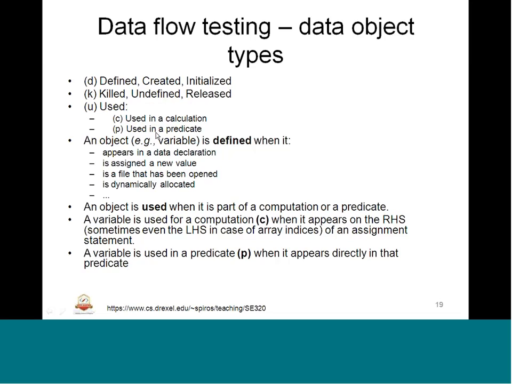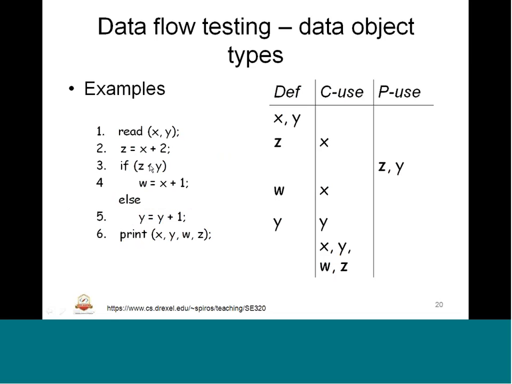This is a small example program. Read x, y, z equals x plus 2 if there is a condition. So this is a printf statement. And how are we going to segregate the different types of data objects here? x and y are defined with the help of the read function, rather. z is also a defined one, w is another one, y is another one.